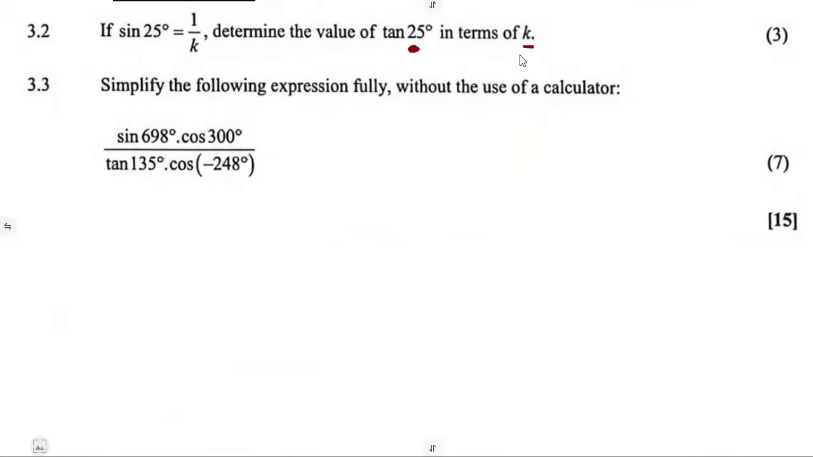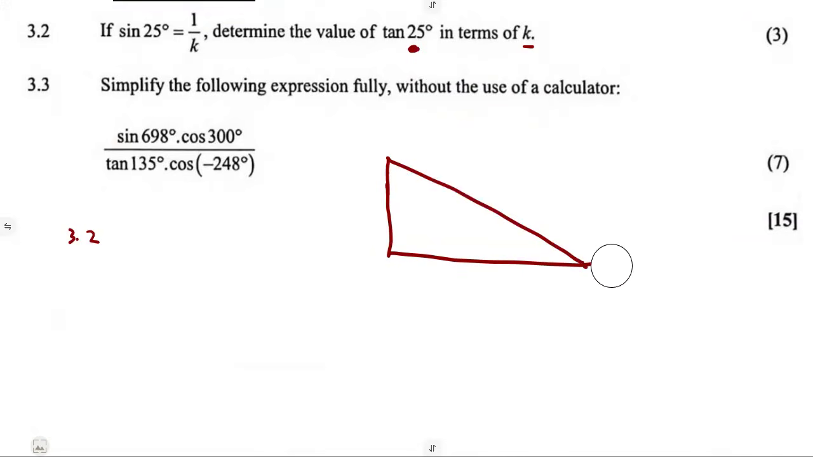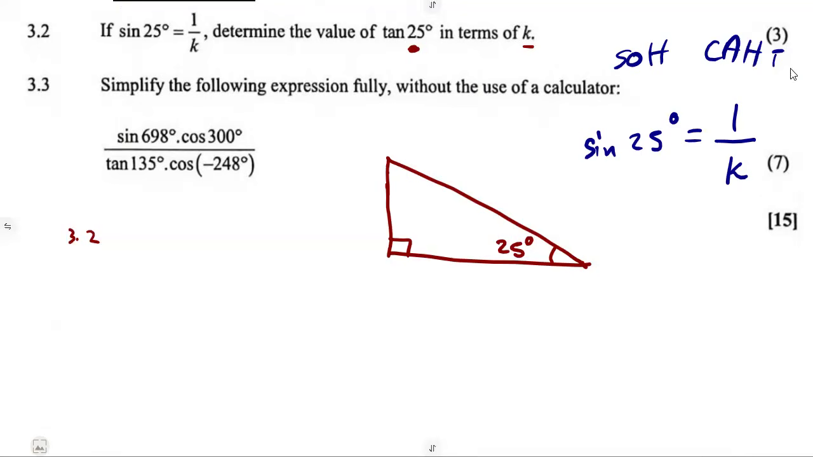Question 3.2, 1 over k. Here you definitely need a right-angled triangle, where you indicate that this is an angle of 25 degrees. We are given that sine of 25 degrees is k, and sine is opposite over hypotenuse. According to this 25 degrees, this is our opposite and this is the hypotenuse. So we're already given this as 1 and this as k.